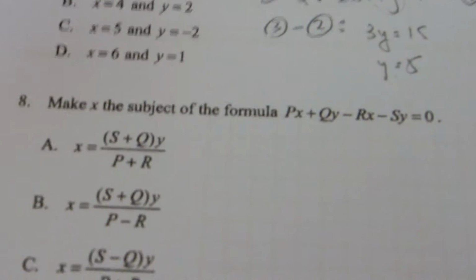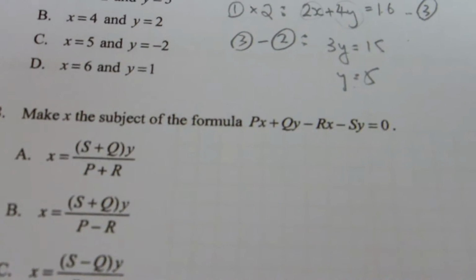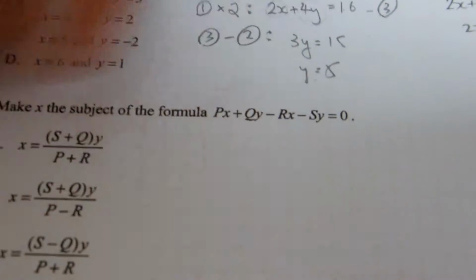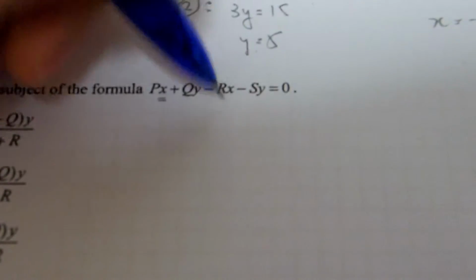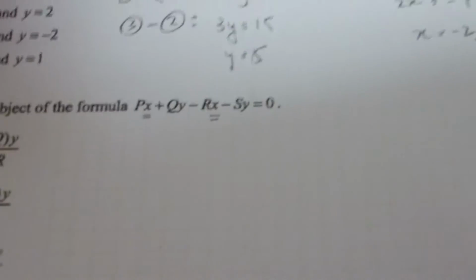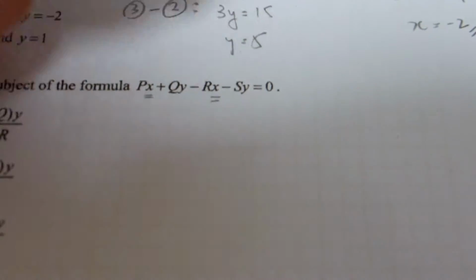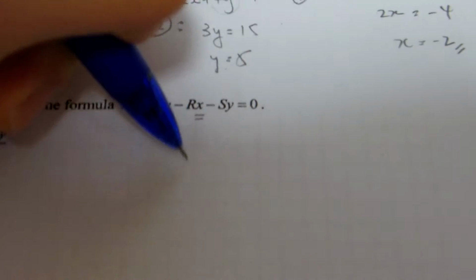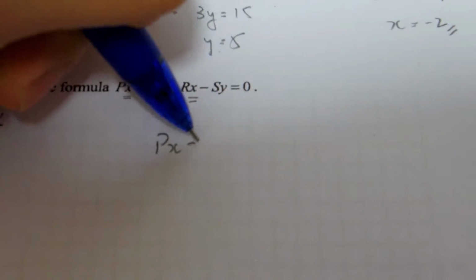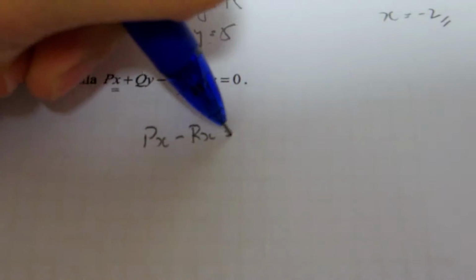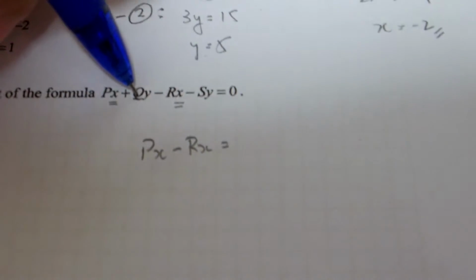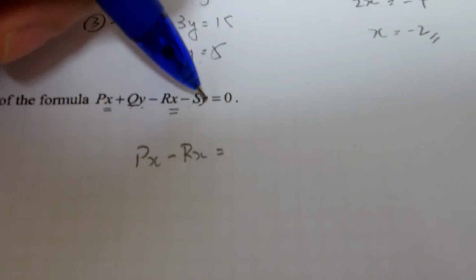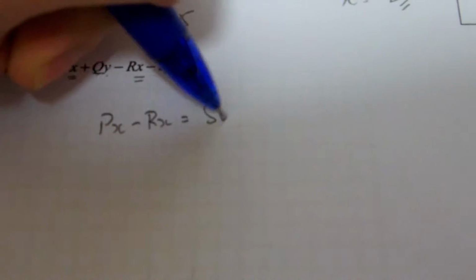Okay, for question 8, you have to change subject. So for this question, when you're going to change subject, first of all, locate where is the x. Your first task, you have to put all the x on one side, and other things without x on the other side. So let's do it now. So let's put the qy, and also minus sy, on the other side. So I have plus sy and minus qy.